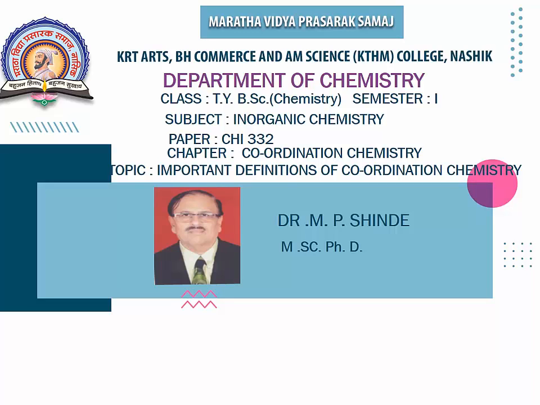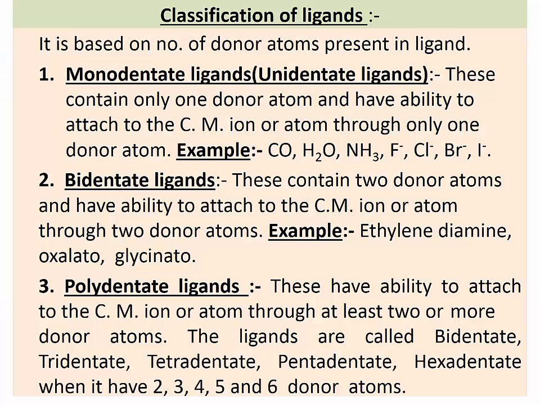Dear students, in the last lecture we discussed some important definitions from coordination chemistry. We concluded the lecture with the definition of a ligand. A ligand means the species, the atom, ion or molecule which is able to donate an electron pair to the central metal atom or ion, and there is formation of coordination compounds.